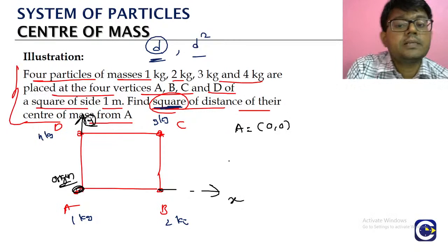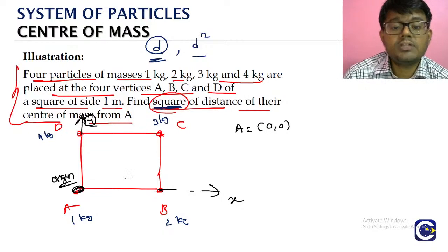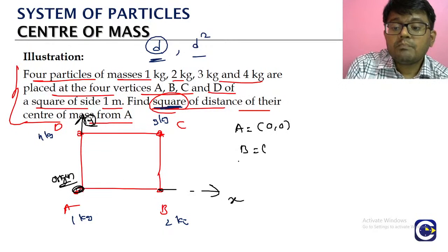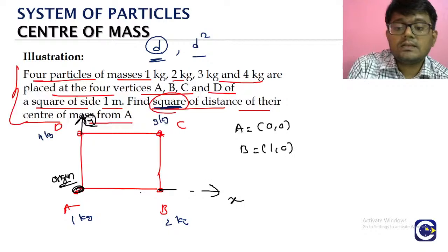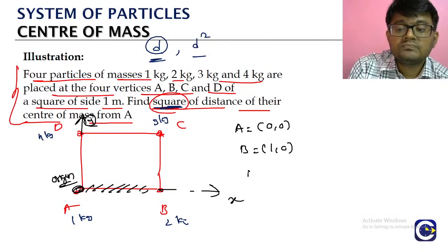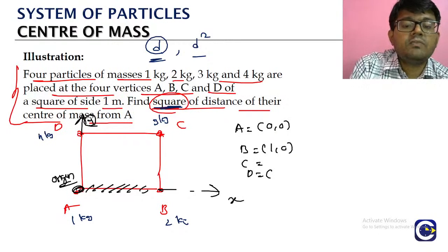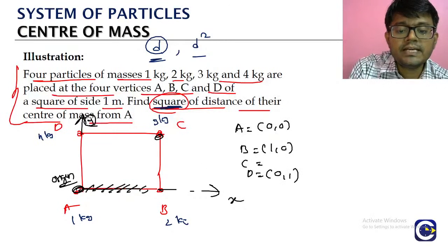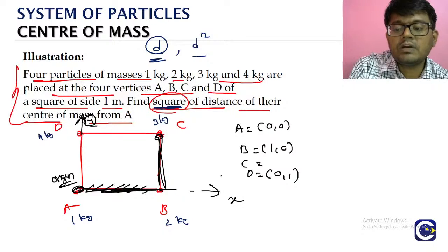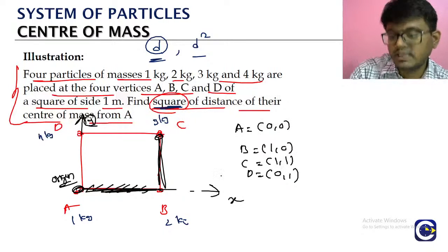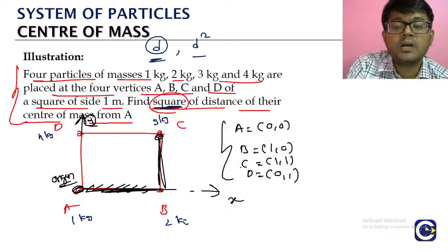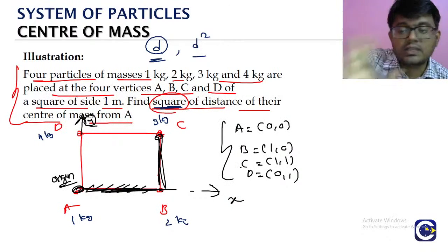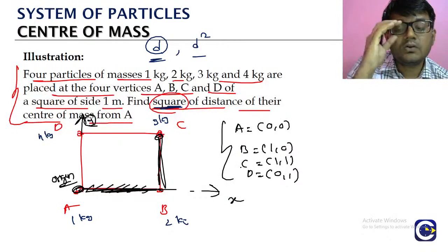A will be 0, 0. That is our origin. B is on the x-axis. Side length is 1 meter, right? So B will be 1, 0. D is on the y-axis, so it will be 0, 1. C will be what? We have to cover 1 meter and 1 meter. C will be 1, 1. These are the coordinates. I said this will be simple. Why? Because here we will not have the root and all that. So these are our coordinates.